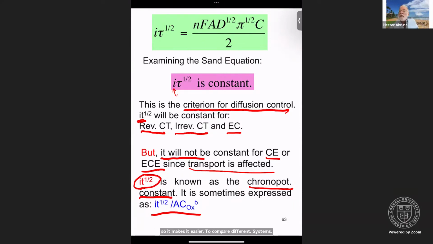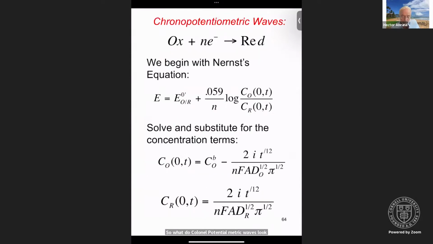So what do chronopotentiometric waves look like? Right? Again, we begin with a known quantity, the Nernst equation. E equals E0 prime, 0.059 over n, log concentration of ox over concentration of red at the surface of the electrode as a function of time. We can solve and substitute for the concentration terms, right? So C ox equals bulk minus this term. C red, because it's not initially present in solution, is given by this.